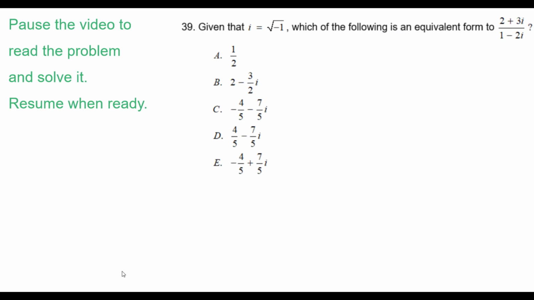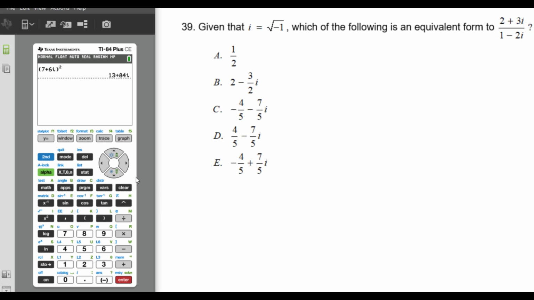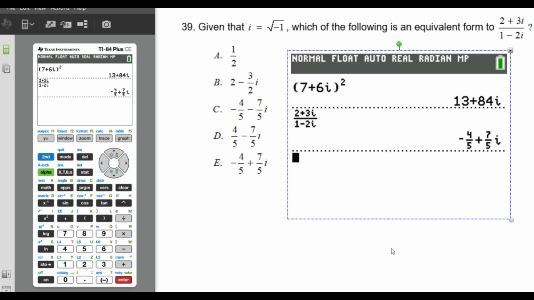Number 39, pause is needed. Again, we could do this with a calculator, which surprises me why it would even be on the test. Bringing up a rational expression here, 2 plus 3i. Again, the i is second decimal point to get the imaginary i. And the denominator is 1 minus 2 second decimal point for imaginary i. And there is our answer right there. Negative 4/5 plus 7/5 i, which is letter E.